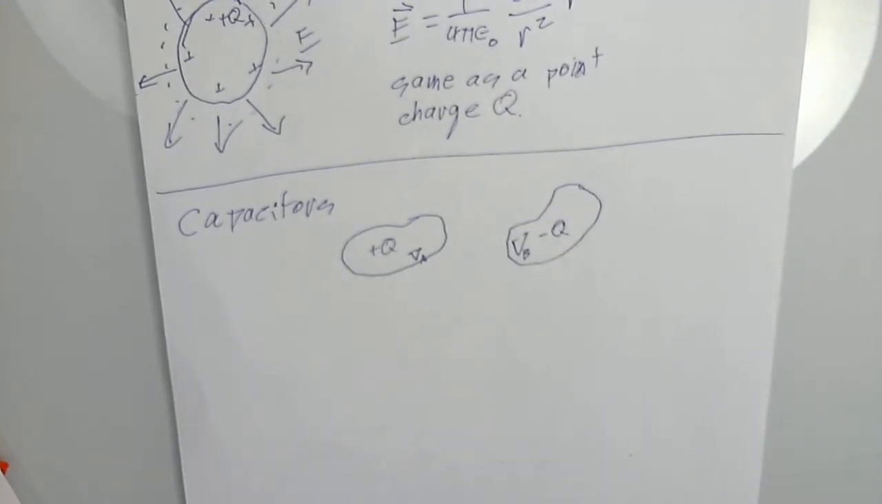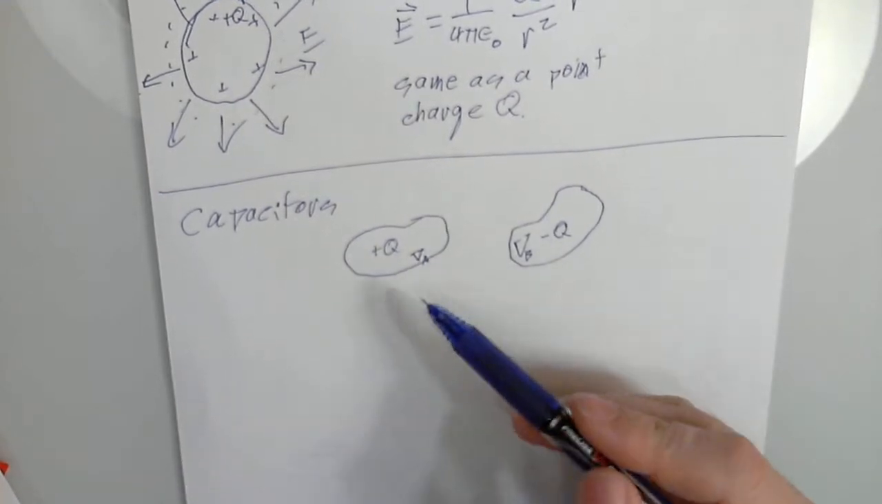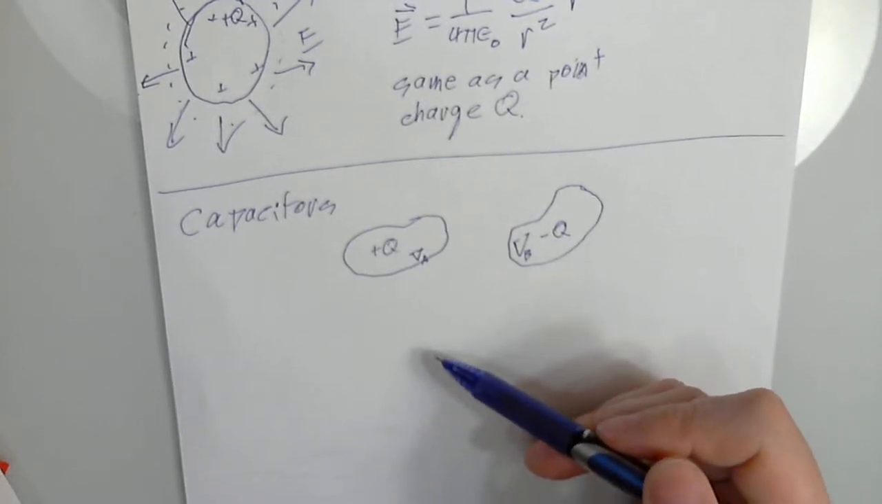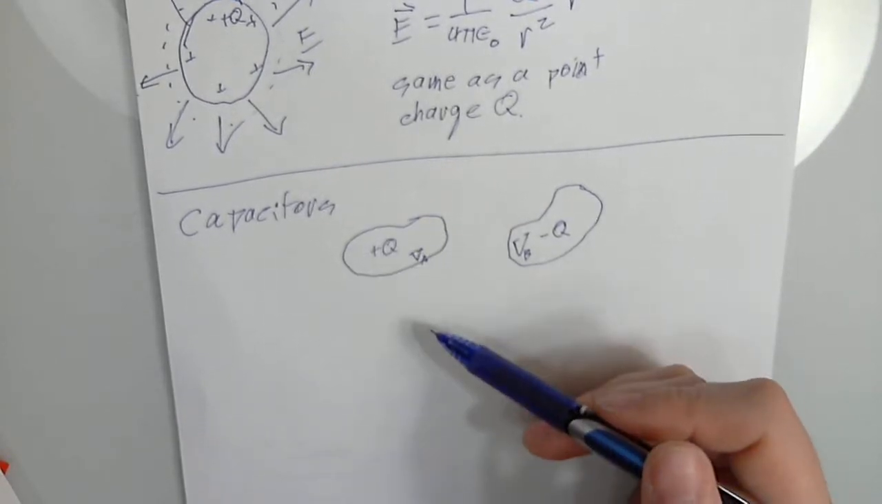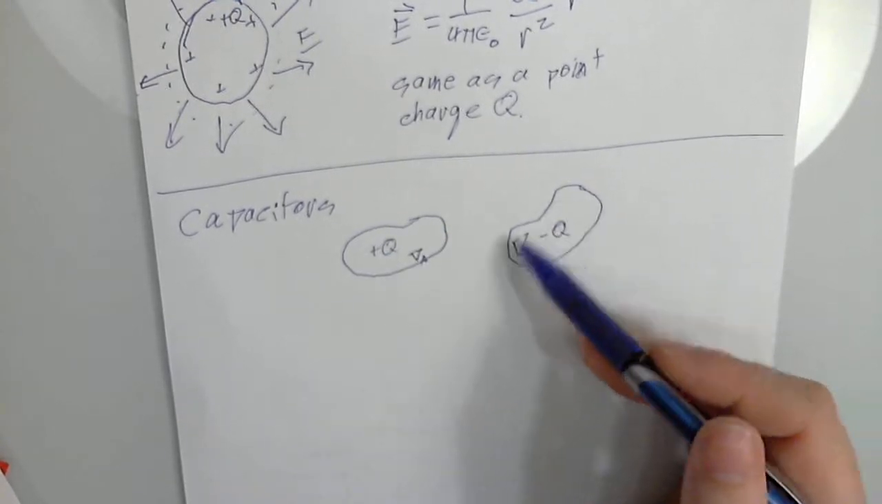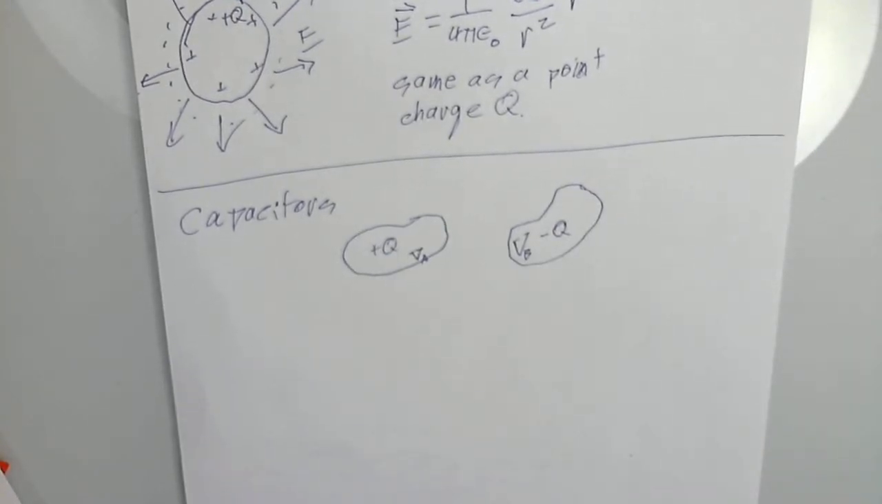One piece of good news: since these are conductors, it's not going to matter which point on this conductor I measure the electric potential, because it's an equipotential. It's always going to be the same everywhere on this conductor. But it's going to be different on this one. How do I find out what the electric potential is?